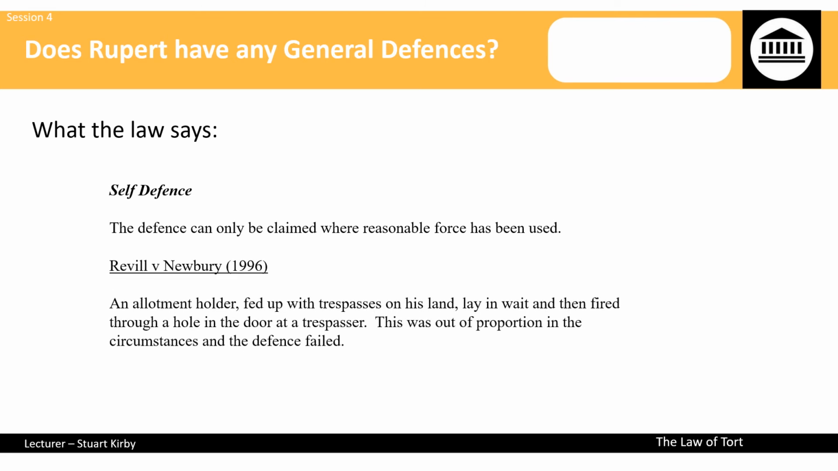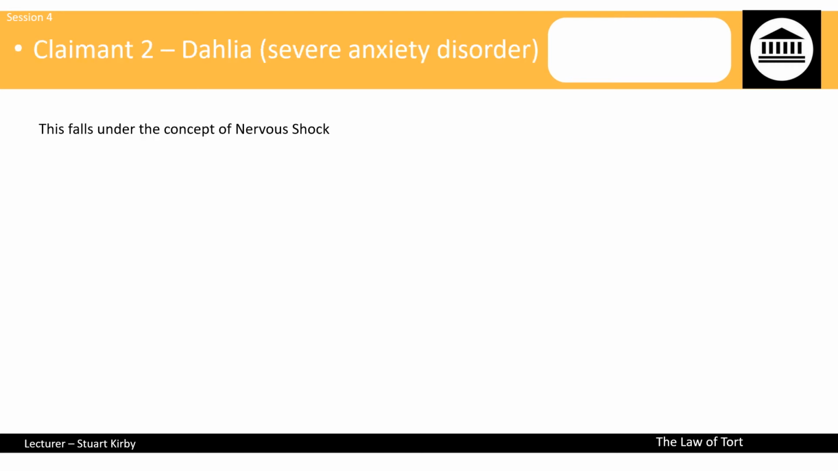Another example here is Revill v Newbery. Very similar. Fed up with trespass on his land, he lay in wait and then fired through a hole in the door at a trespasser. This was out of proportion in the circumstances, and the defence failed. So anyway, that's just a little side point that you could work into your paragraph if you wanted to show that there might be some exceptions for Rupert, but you can then say, but obviously there's no evidence to support any of those exceptions in the case of his liability towards Primrose.